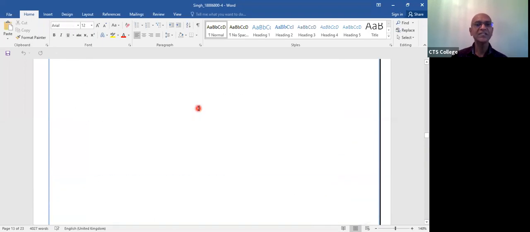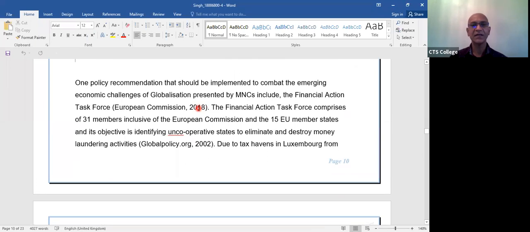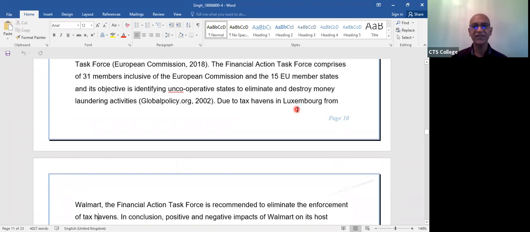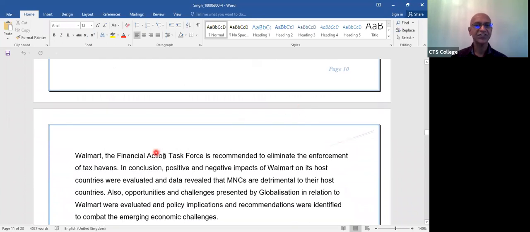So let's review this student's work. This student recommended the Financial Action Task Force. That was excellent. She says what it involves. And then she says, due to tax havens in Luxembourg, the Financial Task Force is recommended to implement enforcement of tax havens and so on.